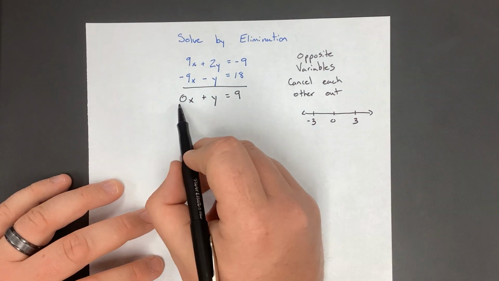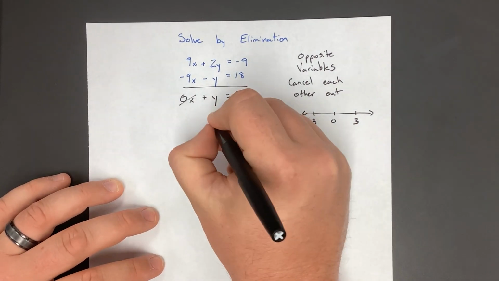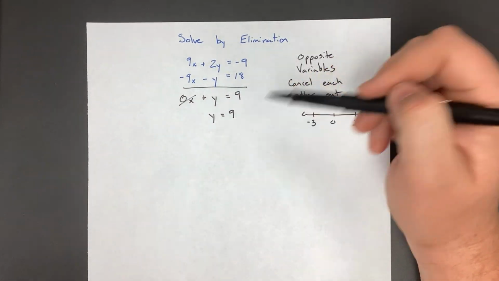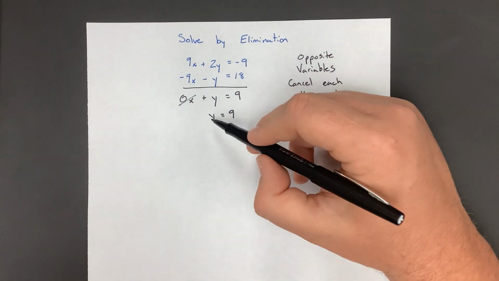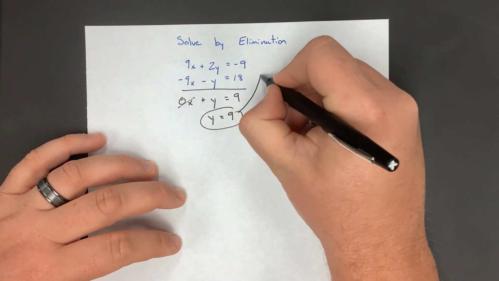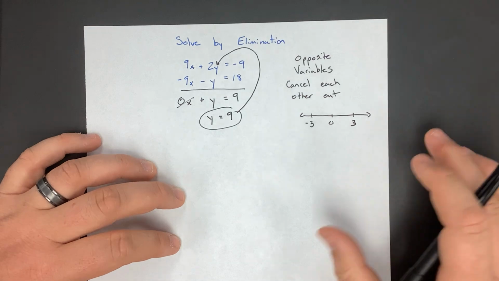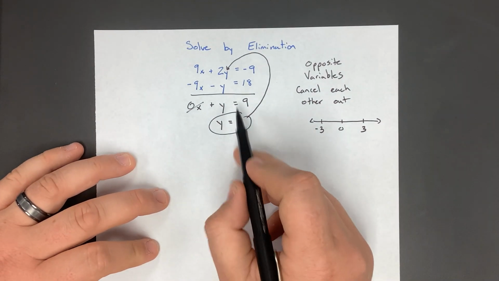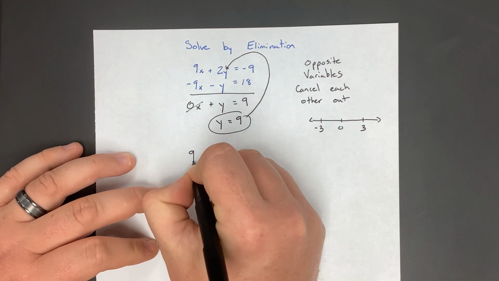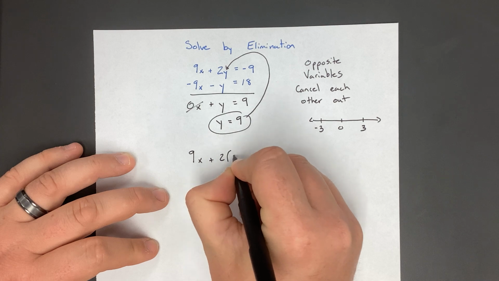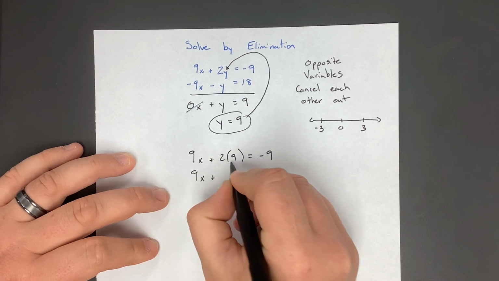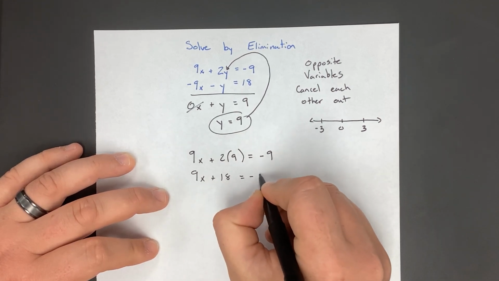And so what happens, because we have 0x here, that goes away, and this just becomes y is equal to 9. And looky there, our equation has solved itself. I already have 1y. I have y is equal to 9. So I'm going to take that y value and plug it in for a y value into either equation up top. Let's go ahead and pick this one. Okay, so I'm plugging that 9 in for y in my first equation. I could have done the second equation, but we're going to do the first equation here. So we have 9x plus 2 times 9 is equal to negative 9. This becomes 18 is equal to negative 9.